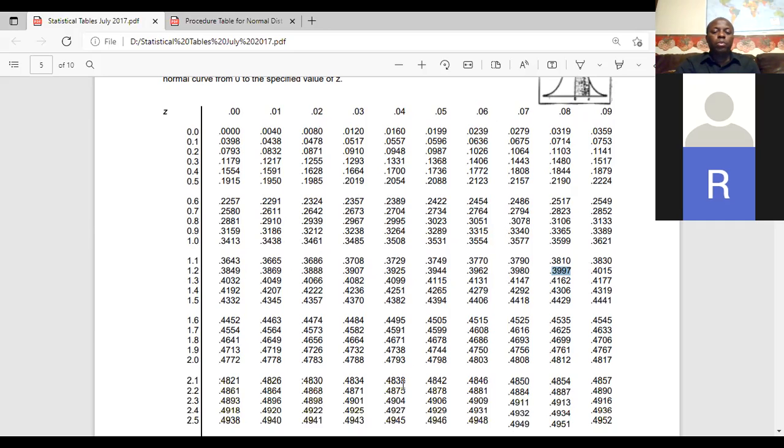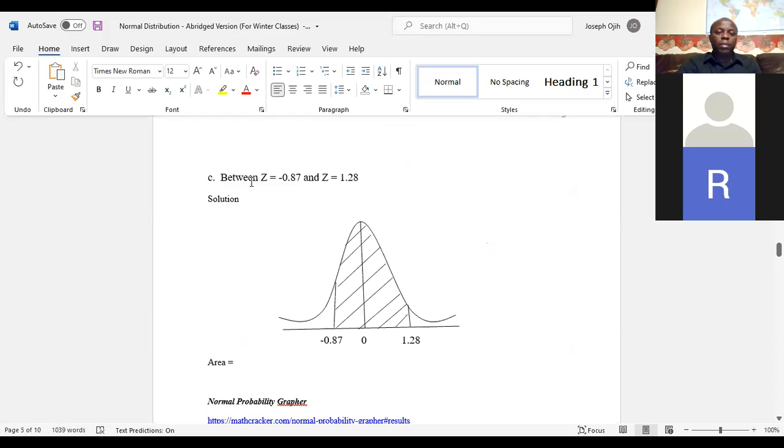Okay, now go and put it there. So that means between these two values, whenever it's like this, you draw the chart, what you're going to do is find the areas and add them. So for this one, we got 0.3078, plus for 1.28, we got from the table 0.3997, and that will give you the required area you're looking for.